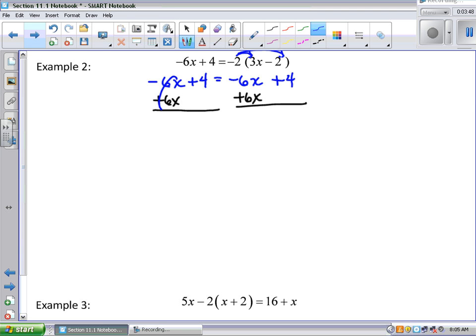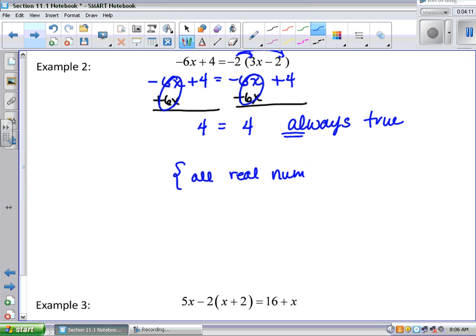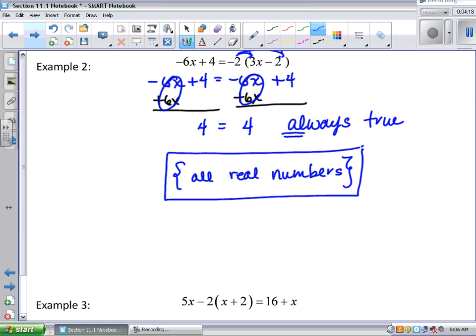Negative 6x plus 6x is 0, leaving us with 4 on the left. Negative 6x plus 6x is 0, so we have just 4 on the right. 4 equals 4, that is always true. So the answer that's always true is the set of all real numbers. And we write it in these fancy set brackets to represent that it is a set of numbers.